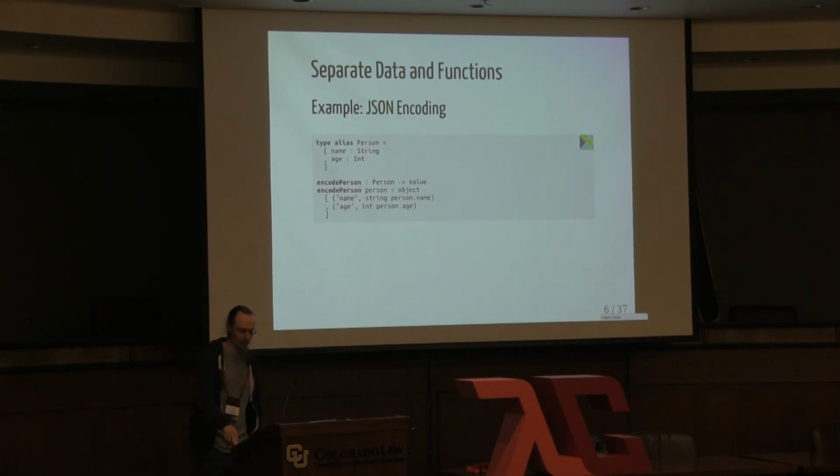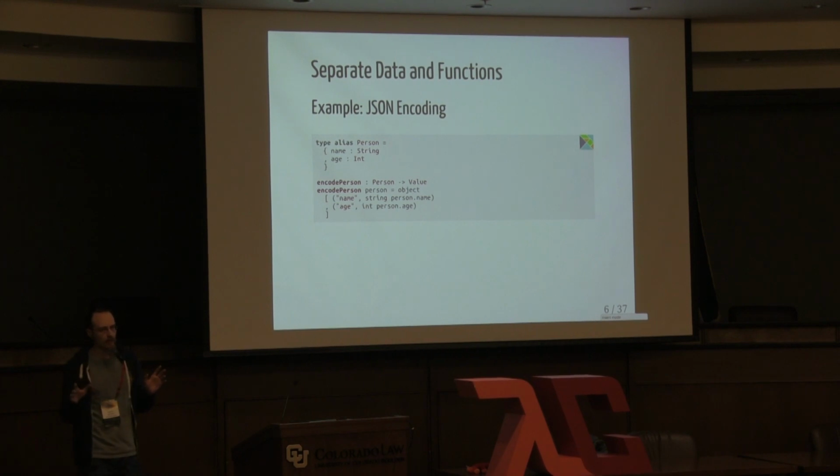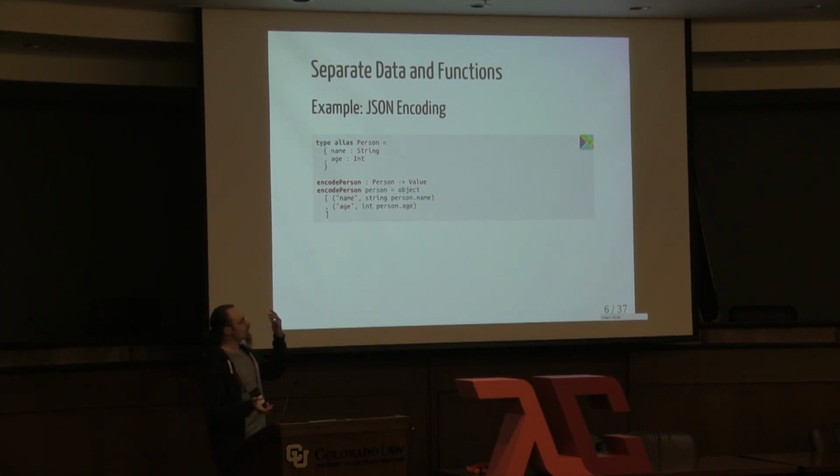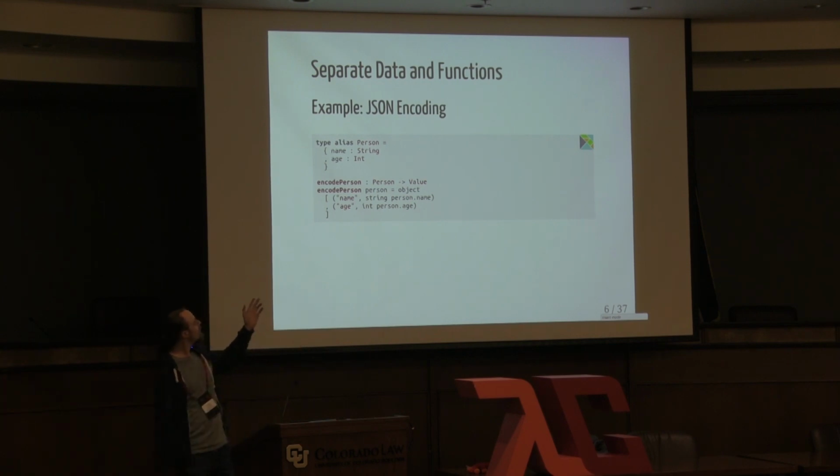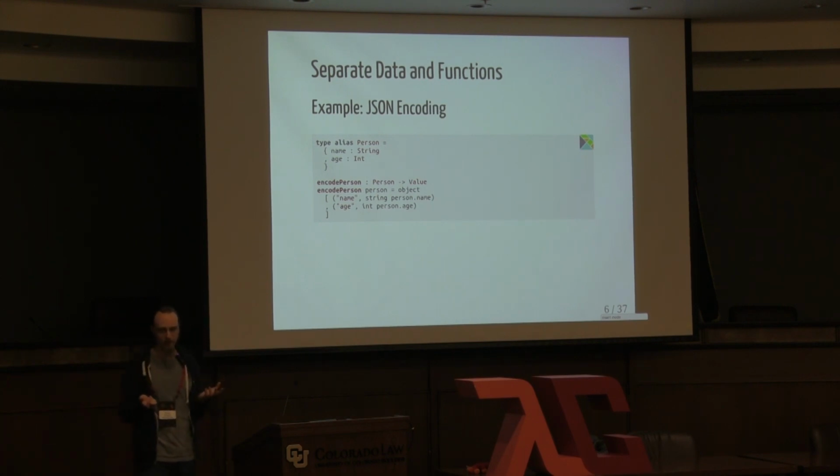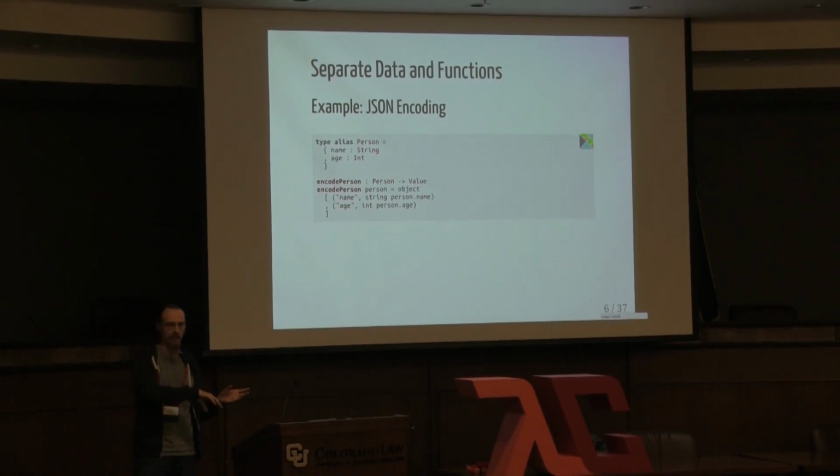Now, for our first step, we will separate the data from the actual function that implements that operation. So we have a data type, this is Elm. We have a data type which represents a person, where you have two fields, a name and an age parameter, and then you have an entirely separate function which encodes that into a JSON object. So we have now separated the data from the functions which operate on that data.